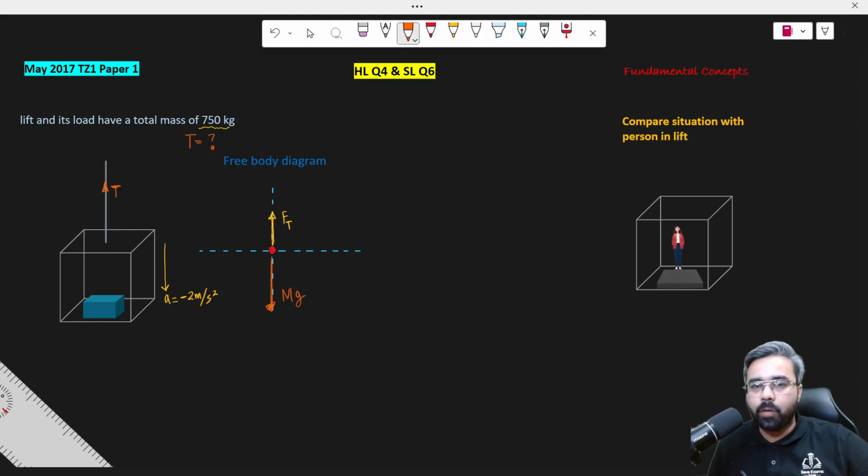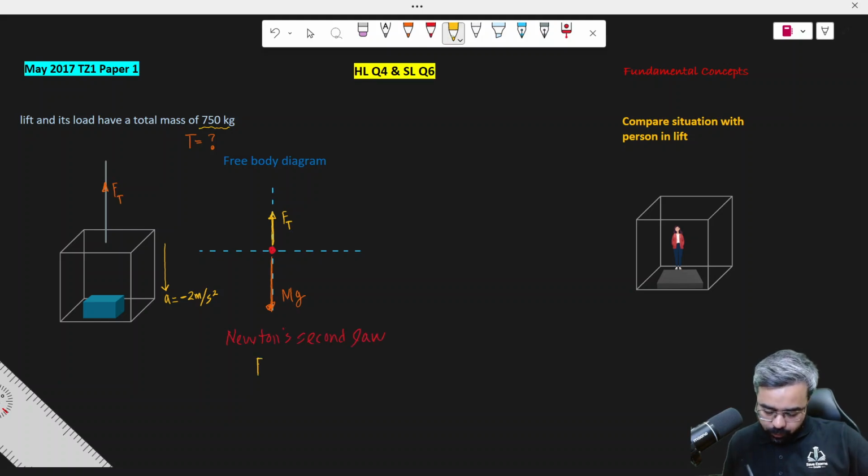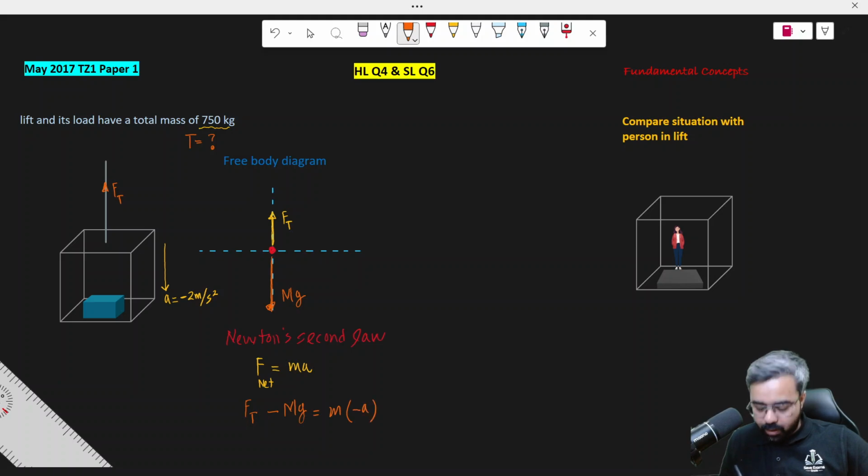Now the second step is always to write its equation by using Newton's laws of motion. And since it is accelerating downward, we should use Newton's second law. So according to Newton's second law, F is equal to ma, but this F is the resultant force. So that's why I'm writing it F net, the resultant force. And in our case, since the mg is more than the force of tension, you can write this equation like this: Ft minus mg is equal to m into negative a. Otherwise, you can also write mg minus Ft is equal to ma.